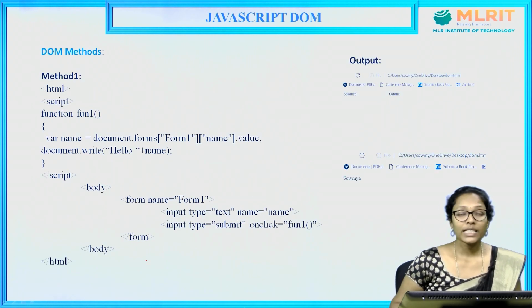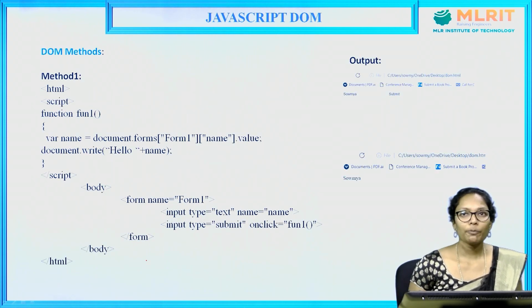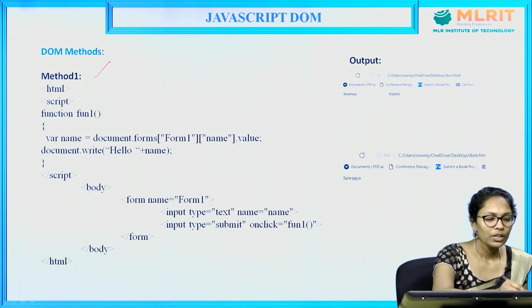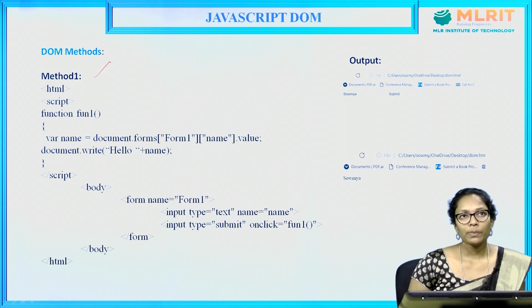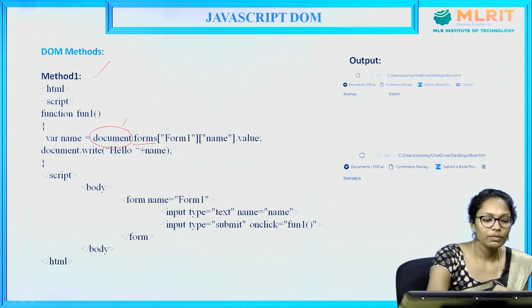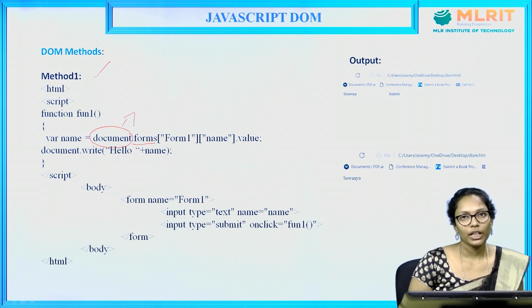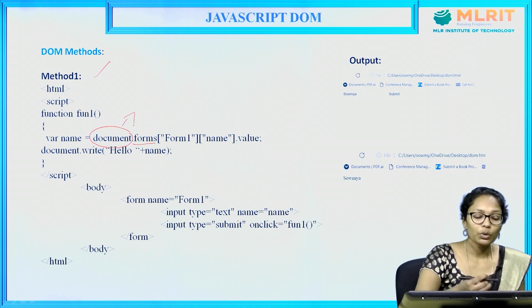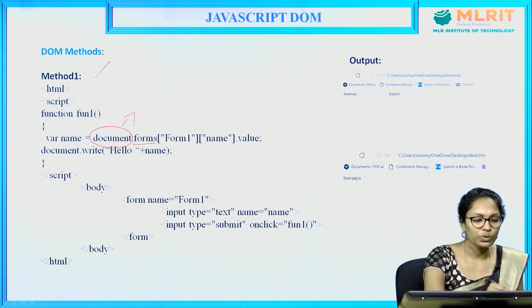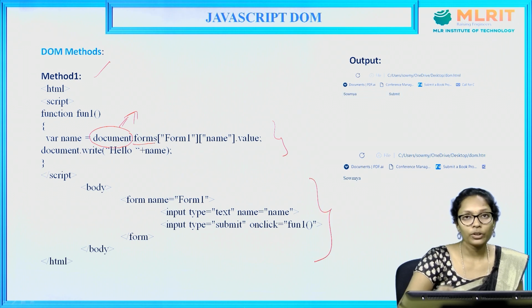So, next we will see DOM methods. We have basically two different methods in the DOM. In method one, we are using some predefined array. What is that array name? Forms. We know the HTML document can be referred to using a predefined object called document. To access the elements in the HTML document, you use this object. We will see this later. First we will discuss the body part.